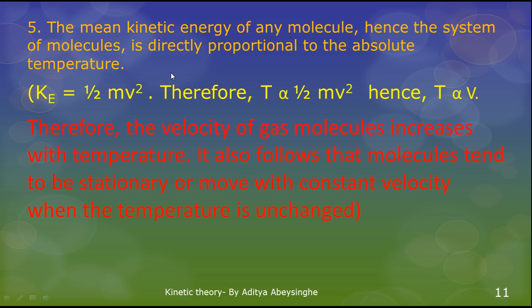We can show that when the absolute temperature of a gas increases, the velocity also increases. When the velocity increases, the square of the velocity increases, and since the mass is a constant, the kinetic energy increases. So finally the absolute temperature makes the kinetic energy increase. So the absolute temperature has a direct proportionality to the kinetic energy, right? It also follows that molecules tend to be stationary or move with constant velocity when the temperature is unchanged.